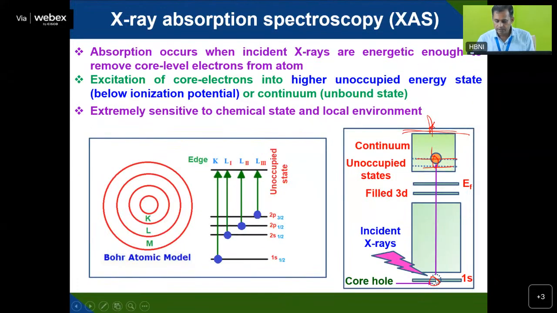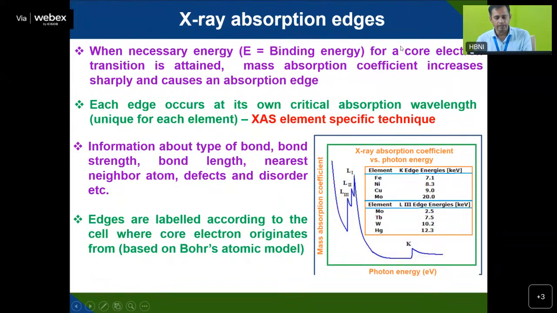To move this electron to this position, you have to overcome the binding energy. If the necessary binding energy for a core electron transition is attained, the mass absorption coefficient increases sharply, causing an absorption edge. Like you have a K shell here: as the X-ray energy approaches the binding energy, the electron will move from one state to the other, depending on K or L shell, and because of this movement the mass absorption coefficient increases sharply. You can see the mass absorption increasing here, and similarly at the L state it is increasing here.